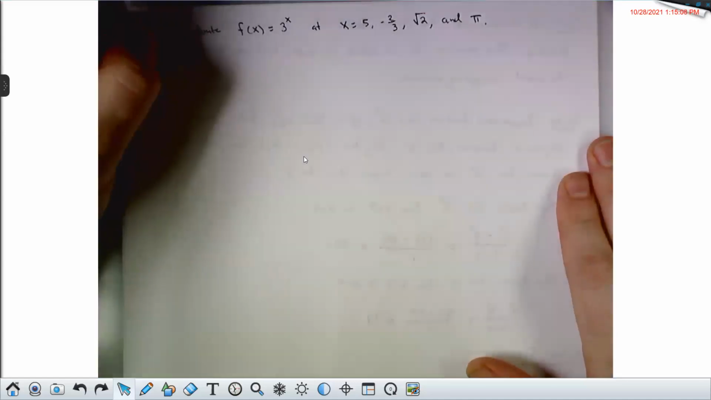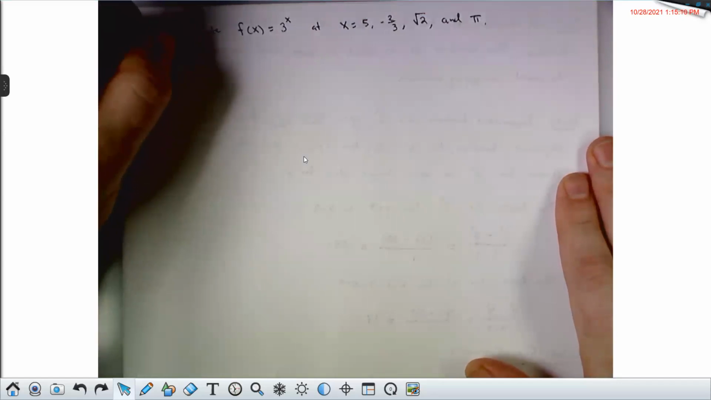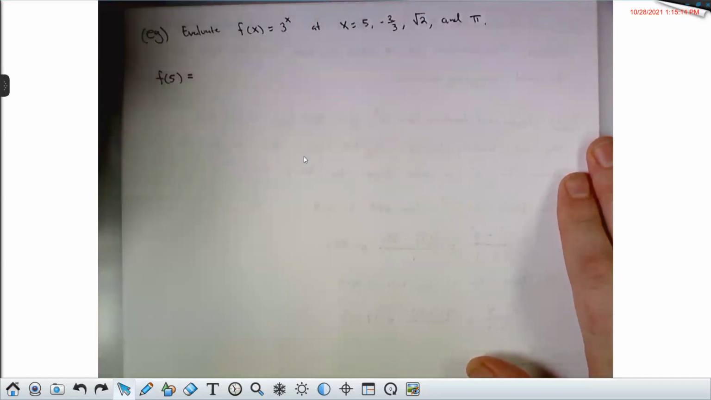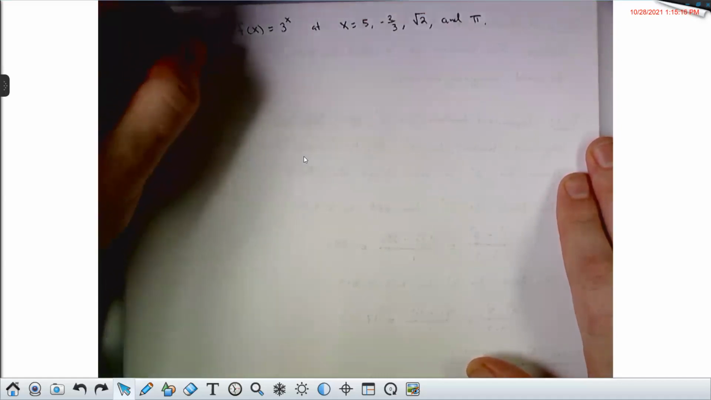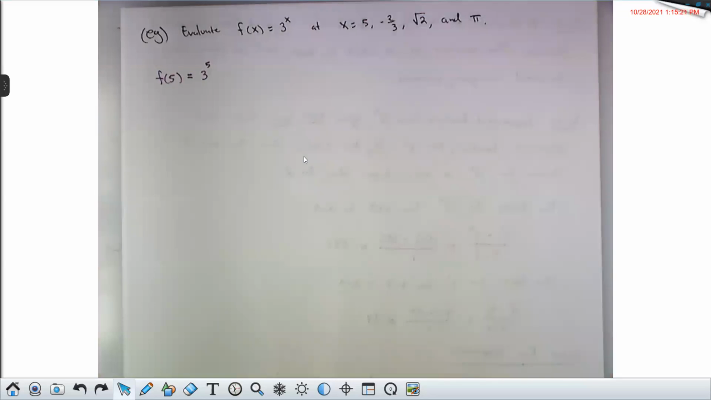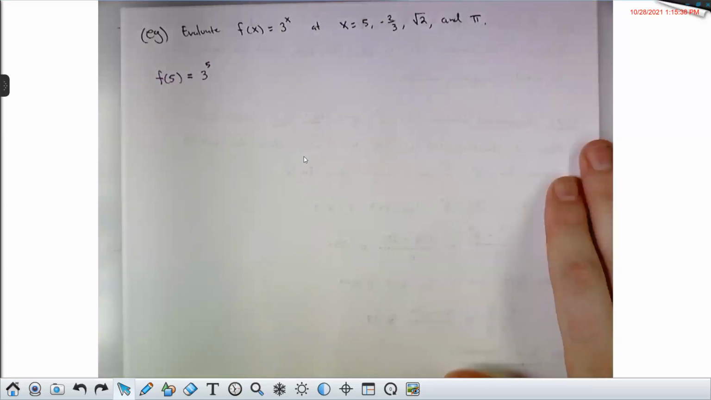Let's start with f of 5. Since f of x is 3 to the x, f of 5 is 3 to the 5. And there's nothing wrong with writing it like this, but in this particular case, we can find a nicer way to express that. 3 cubed is 27, 3 to the 4 is 81, so 3 to the 5 is 3 times 81, which is 243.